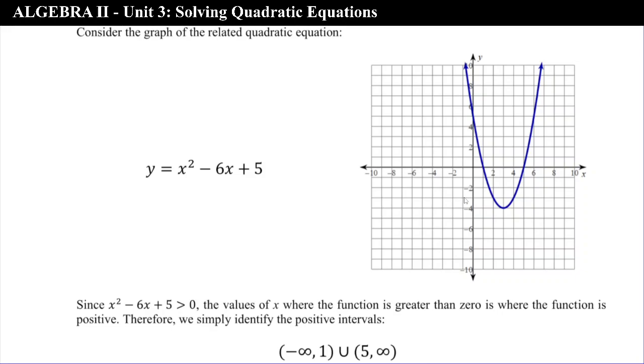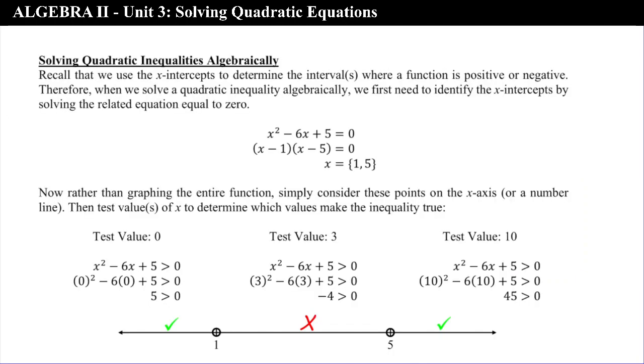Well, we don't have to look at just a graph to be able to do this. We can do this algebraically. So let's talk about how we do that. To solve a quadratic inequality algebraically, recall that the x-intercepts determine the intervals where a function is positive or negative. As you saw in that previous graph, where we stopped being positive, we started being negative, and where we stopped being negative, we started being positive. And that point where we switched over was our x-intercepts.